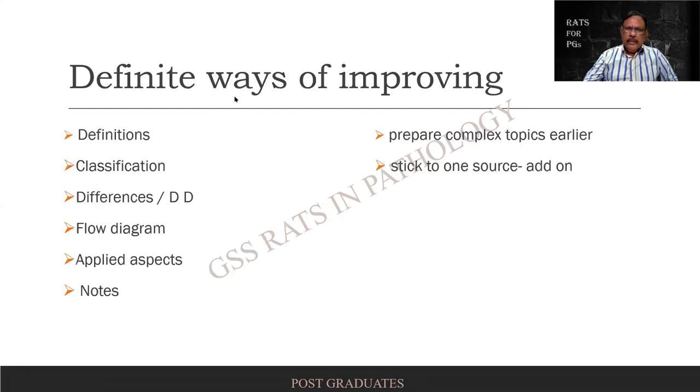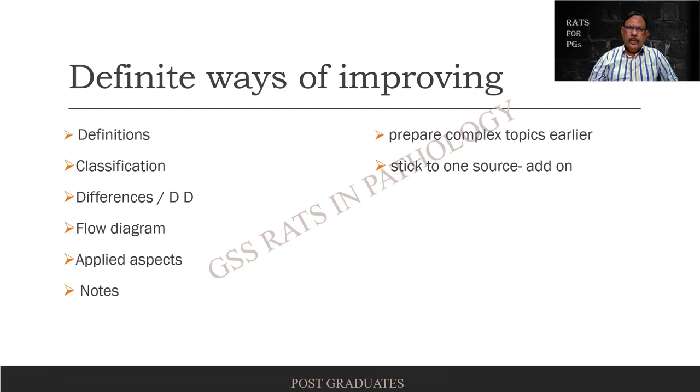Now, there are some definite ways of improving our answers, the presentations. Always follow a sequence and the subheadings. Definitions, classification, differences, differential diagnosis, flow diagram. Like this, there are many things. You people should be able to mention that and draw diagrams wherever is possible. This kind of a sequential presentation will make your paper stand apart from the others.